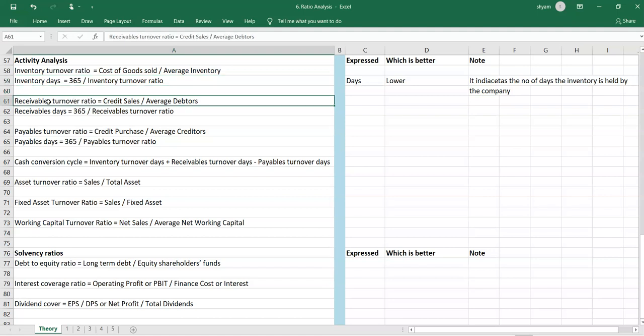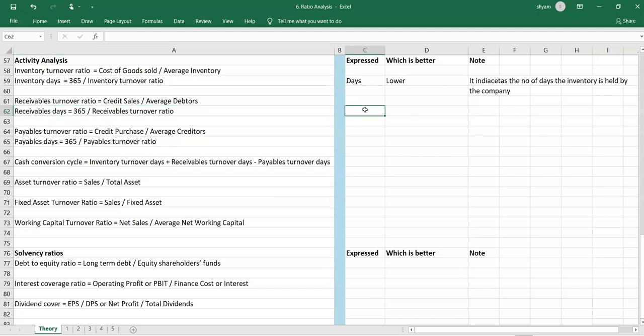The next one is receivables turnover ratio. The formula is credit sales divided by average debtors, and receivable days equals 365 divided by the previous answer. This is also expressed in days, and here also the lower the better. So what does it indicate?